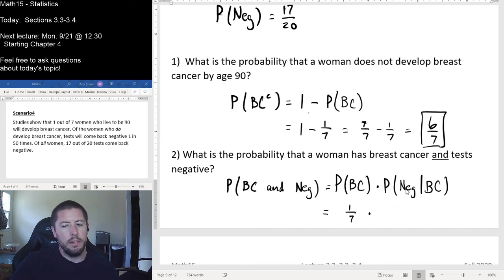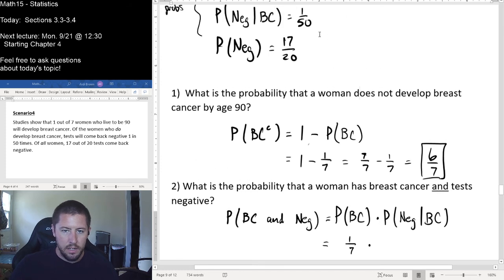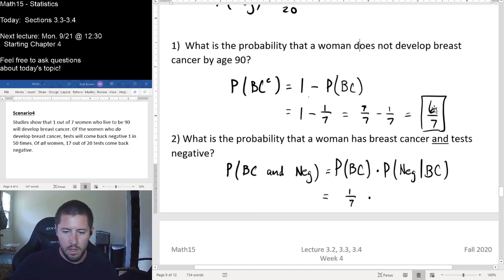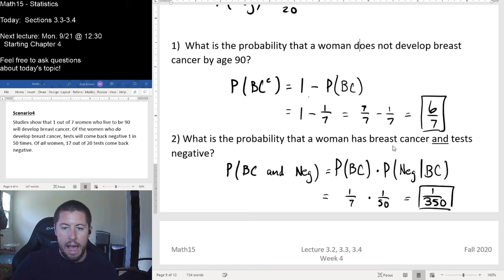I know the probability that we'll get a negative test, given that we have breast cancer. We've got that one right there. It's a 1 in 50. And so we get a 1 in 50 here. And so that's going to tell me that we have a 1 in 350 chance of having breast cancer, but testing negative, which is obviously incredibly unfortunate.